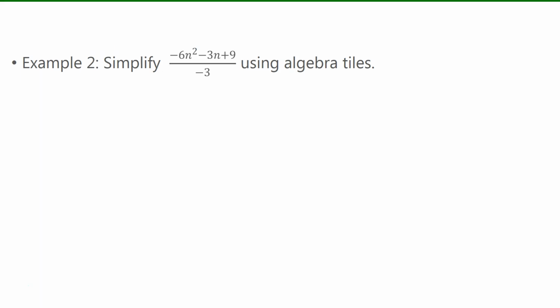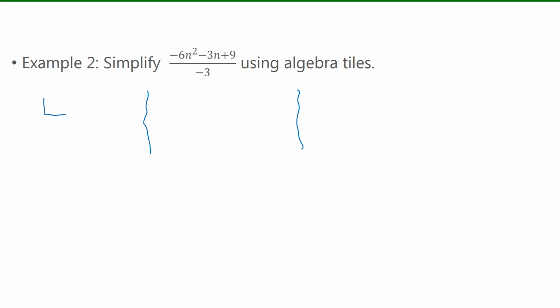Here, I need to take negative 6n squared minus 3n plus 9 and break them into three equal groups to start. Then after, because it's a negative 3, I will then flip the tiles. So let me separate this area into three equal groups. So I have 6 negative n squareds.